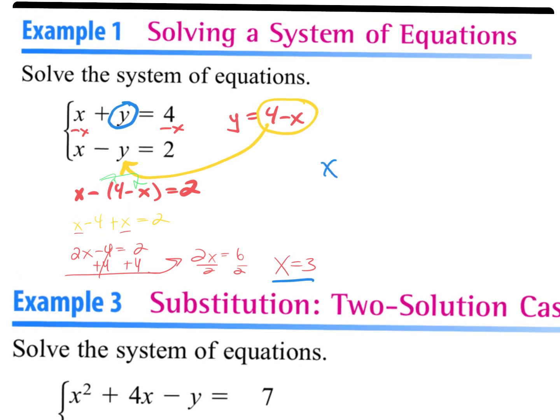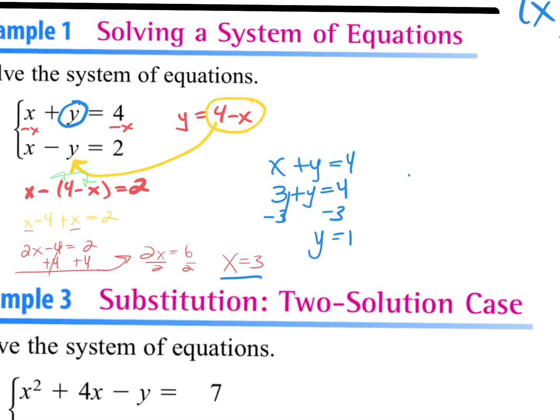So I have x plus y equals 4. I'm going to plug in 3 for x. So 3 plus y equals 4. Everybody with me? Yes? Okay, so subtract 3 from both sides. And I get y equals 1. How do I write my answer? As an ordered pair, 3, comma 1.